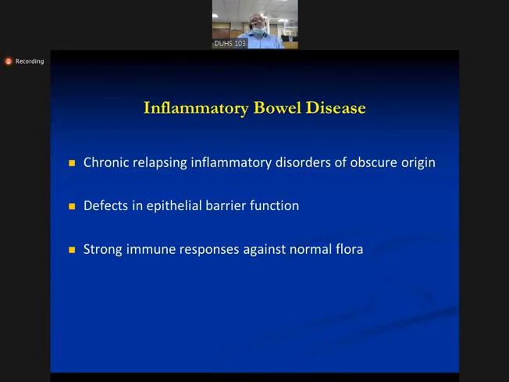Now, coming back to inflammatory bowel disease. Inflammatory bowel diseases are defined as chronic relapsing inflammatory disorders of obscure origin. Okay. We are not very sure about their origin, but one thing is for sure, they are chronic diseases, they are indolent disorders, and they have periods of remission and relapses. It means at times they may be self-corrected and at times they may reappear.